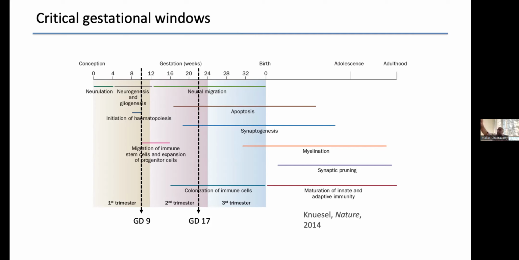But you can imagine, if you just look at this very crudely, that something that happens earlier on in the gestational period, such as gestational day 9, which is what we're going to call early life inflammation or early life exposure for the rest of this talk, may tamper with neurogenesis or gliogenesis, whereas something that happens a bit later on, such as in GD17, may tamper with neural migration.